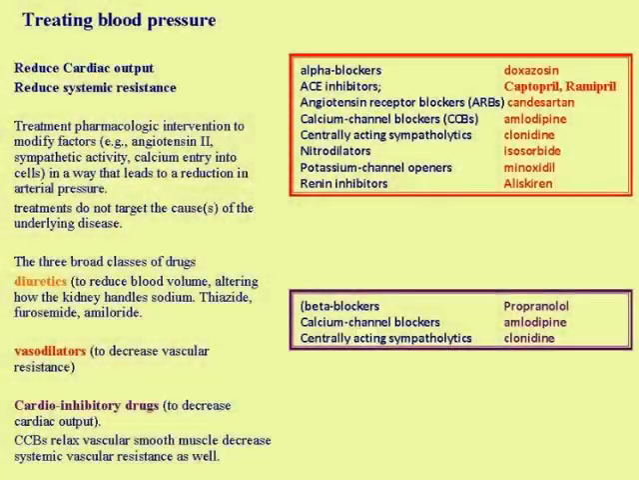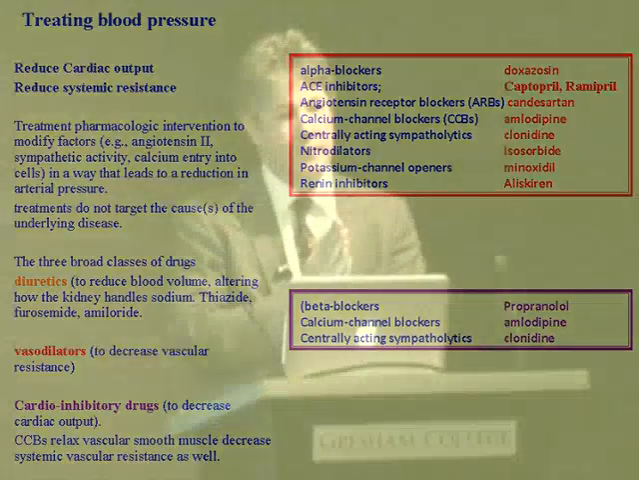So to treat blood pressure, we can reduce the cardiac output, we can reduce the systemic resistance, and there are many ways we can do this. And some people in the audience will be on some of these drugs. Captopril, candesartan, amlodipine, very common. You might be on a beta blocker or propranolol. And these are working either to decrease the pressure or decrease the cardiac output.